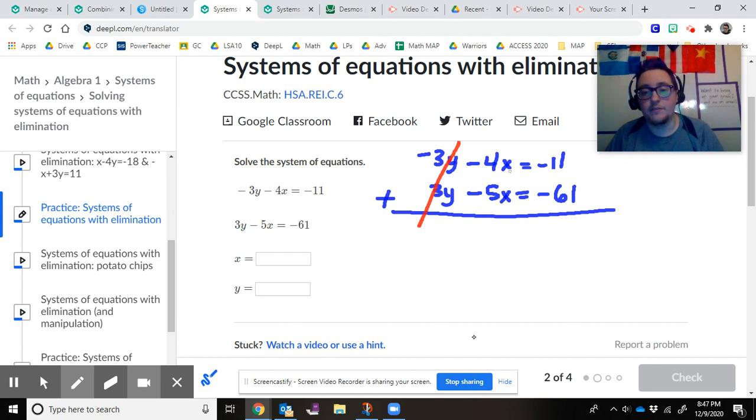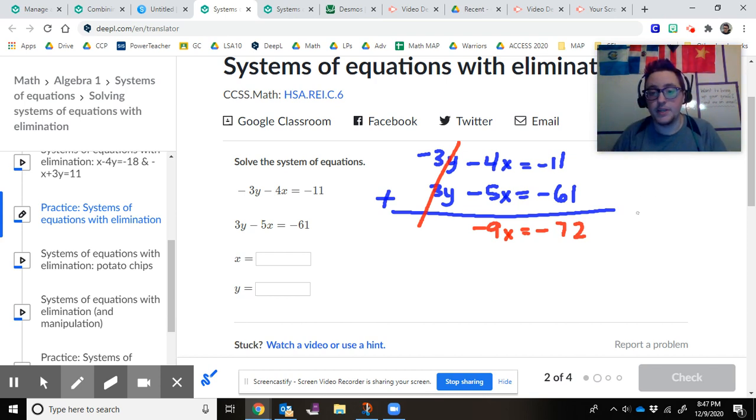Then I've got negative 4x and negative 5x, which is negative 9x. And then I've got negative 11 plus negative 61, which is negative 72. All right, so that's step 1, combining.